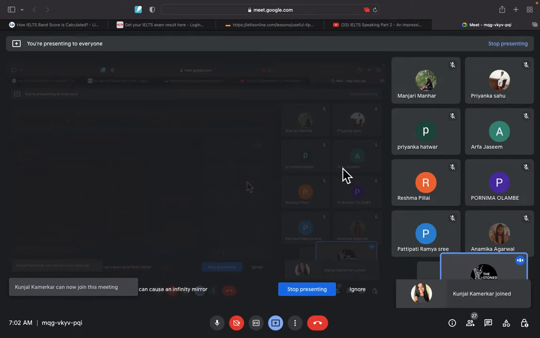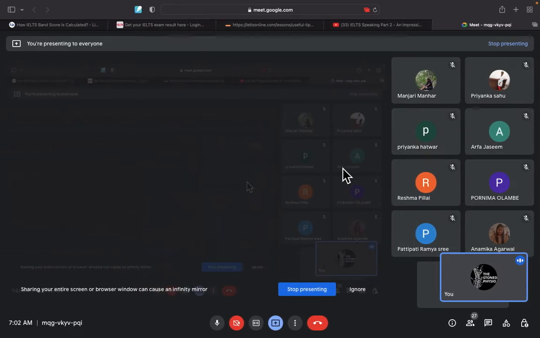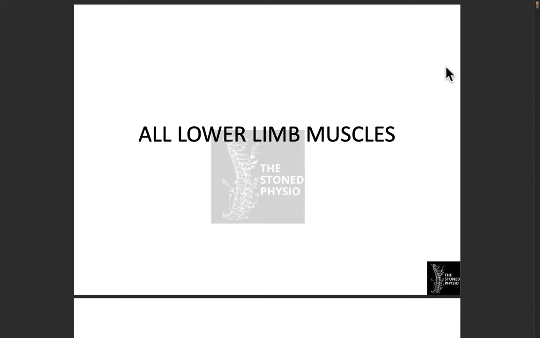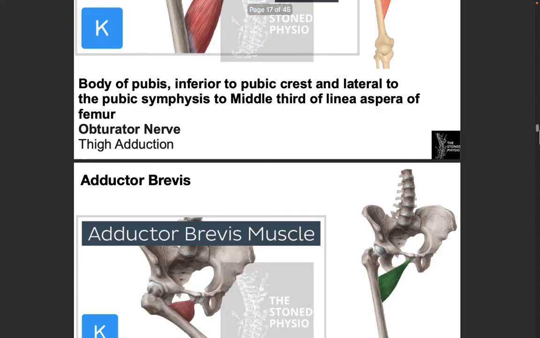Not the lower limb anatomy but the lower limb muscles, all the muscles and their nerve supply. Just the way we covered it in the upper limb, we are going to do the same thing in the lower limb. So we have divided it into two parts. Today we will be covering up to the thigh muscles, and the muscles below the knee we will cover tomorrow.